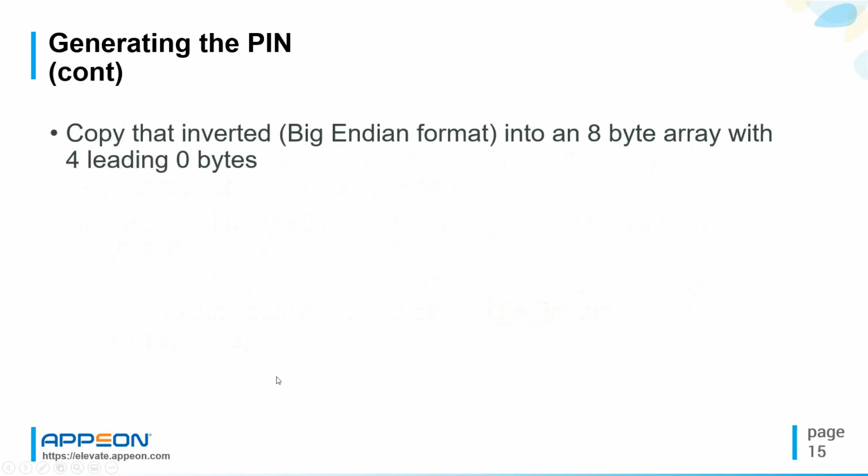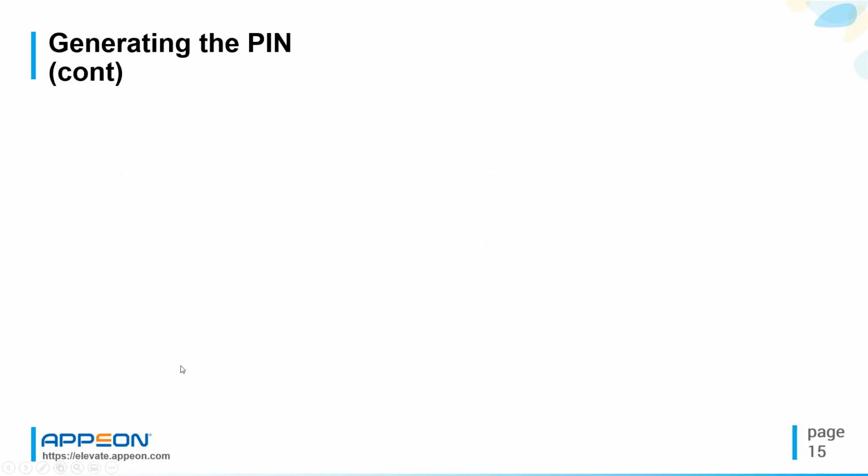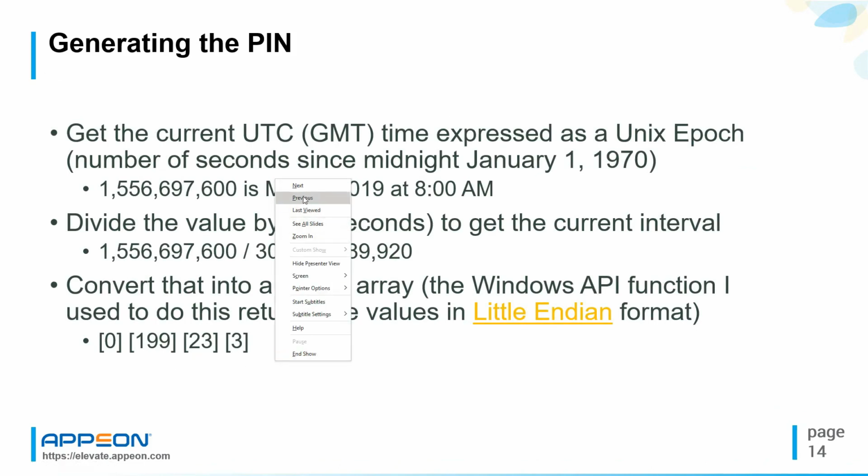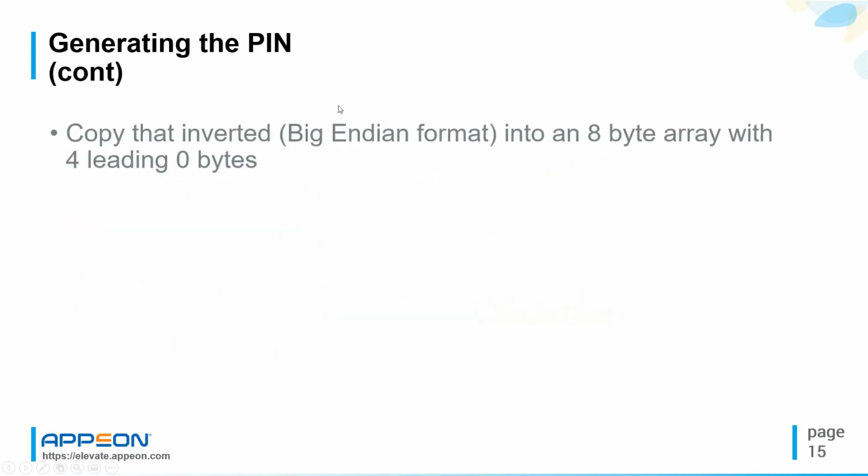Okay, but like I said, we need it in big-endian format, and that just means the bytes are reversed. So instead of 0, 199, 23, 3, we want to have 3, 23, 199, and 0. And then we add 4 leading zeros to the beginning of that.